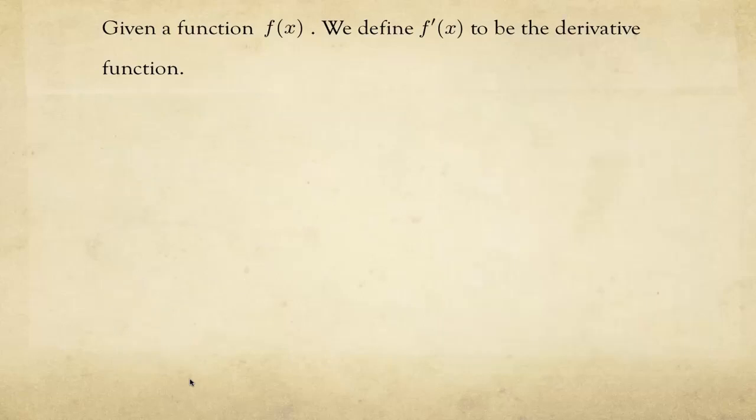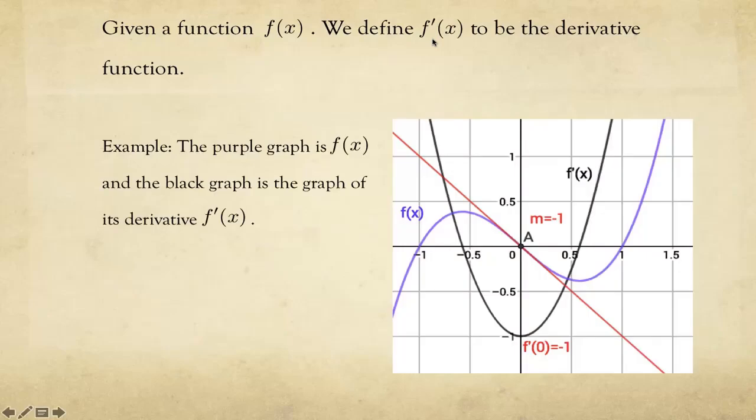Given a function f of x, we're going to denote f prime of x to be the derivative function. So this is a function, and this is the derivative function. It tells you the slope of the tangent line. As an example, f of x is the purple graph, and the black graph is f prime of x, its derivative.